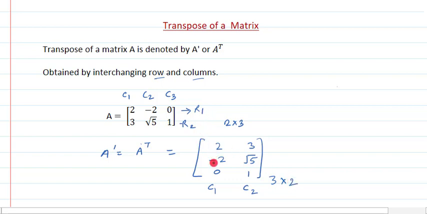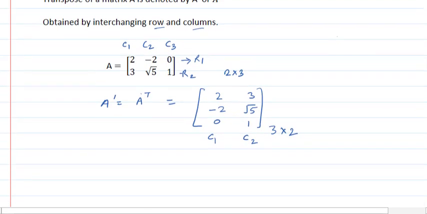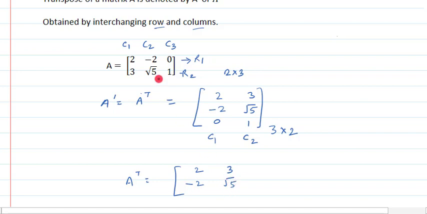As we have interchanged rows here, we can also do it by interchanging columns. Column 1 will become row 1, so this column can be written as the first row, column 2 can be written as the second row, and column 3 can be written as row 3, 0, 1. So in both ways we are getting the same result. Either we can interchange rows or columns. Again we get a matrix of order 3 by 2.